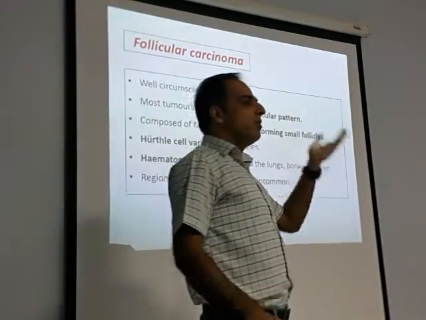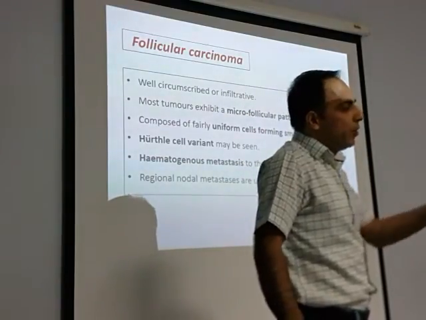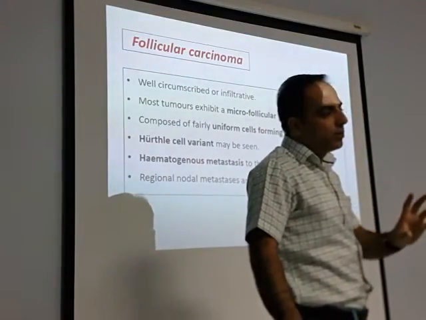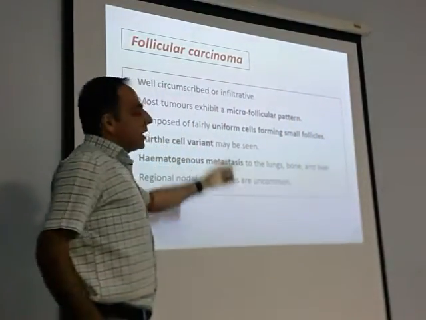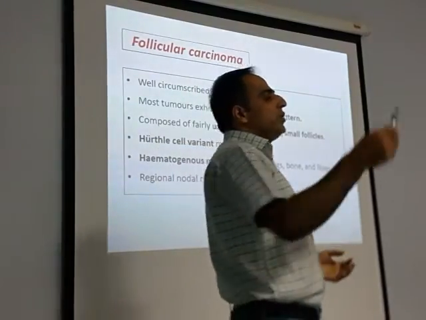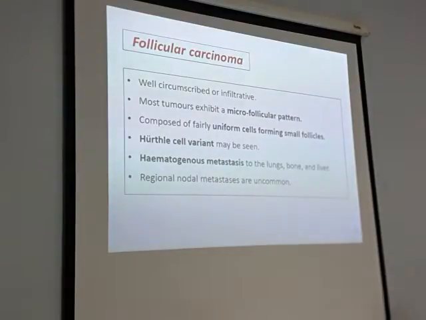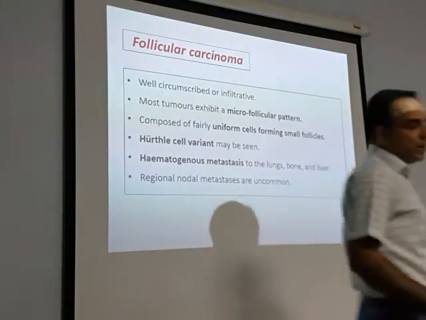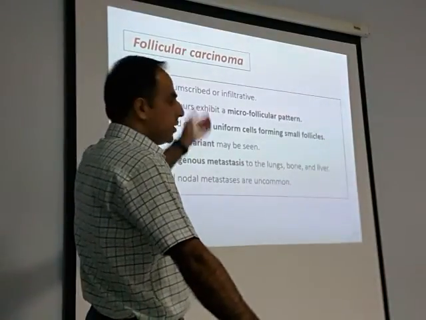So you can have an idea that this is a normal thyroid gland. So follicles you see in normal thyroid gland also and otherwise also. So Hurthle cell variant may be there. What is Hurthle cell? Again, if you find changes, you can say this is Hurthle cell carcinoma. Predominantly if you find in the follicular carcinoma changes which are Hurthle cell, you can say this is Hurthle cell variant of the follicular carcinoma.